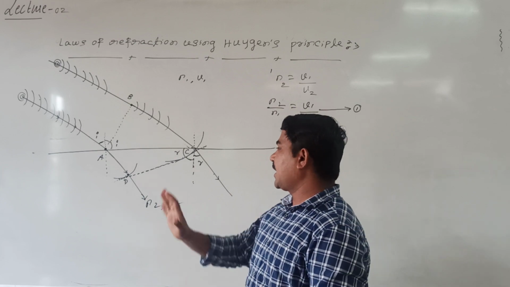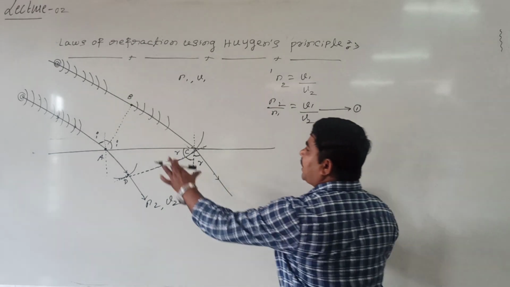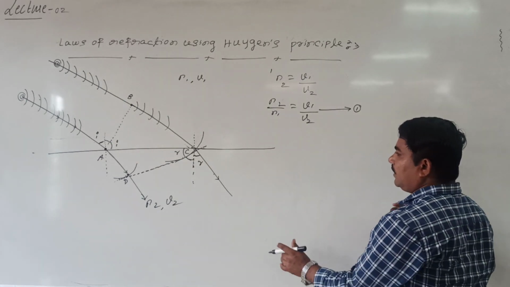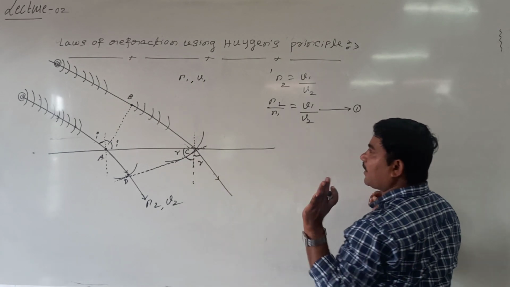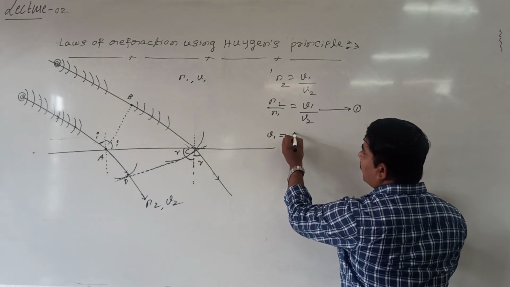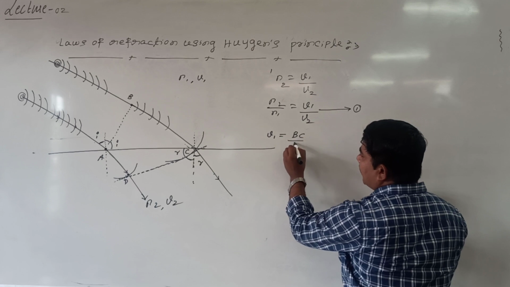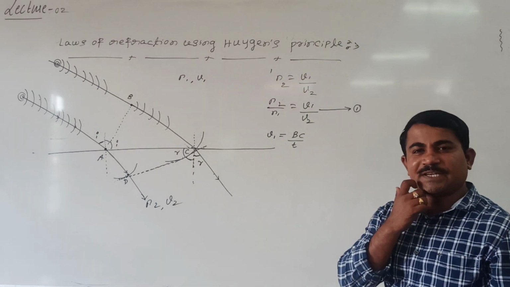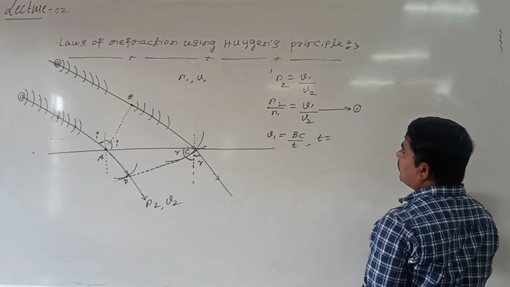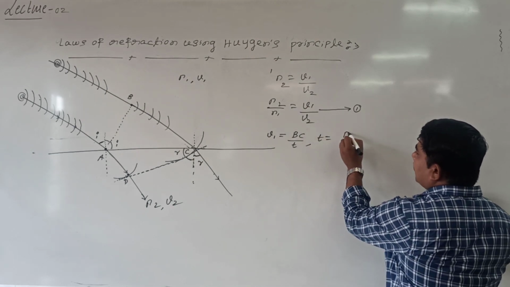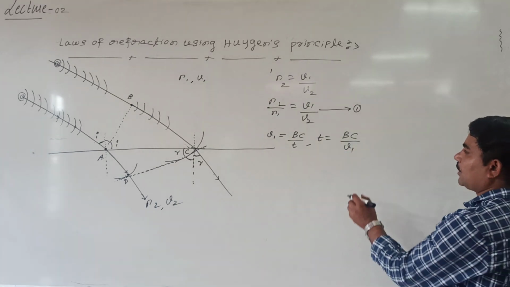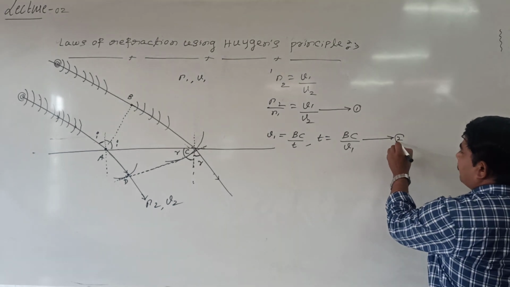So I can take from the geometry that the time taken by BC is the same as the time taken by AD. How can I define speed of light? Here during refraction, what changes? Speed of light changes. See here. I can take in the rarer medium BC. V1 is equal to what value? V1 is equal to BC divided by T. What is T from this? T is equal to BC divided by V1. Let us call this equation number 2.